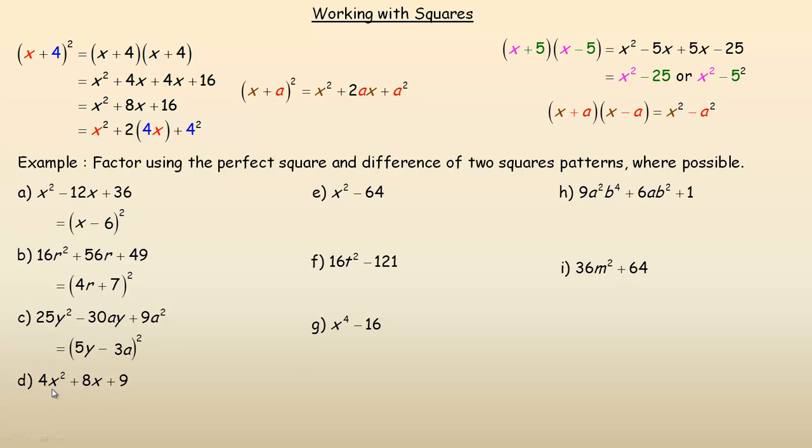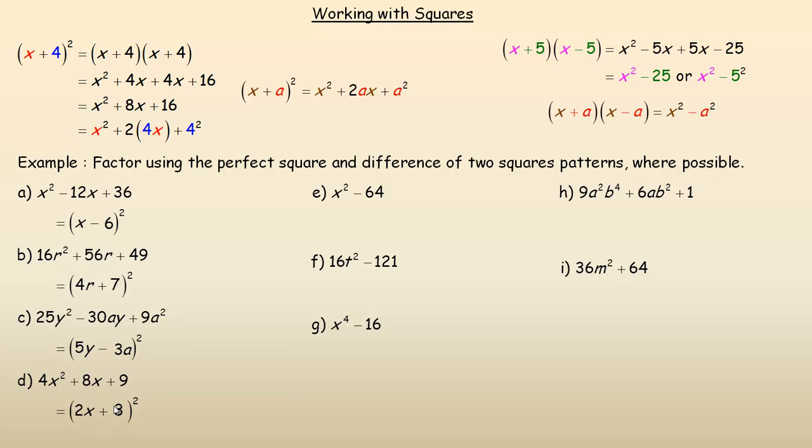Okay, next one in D here. Again, it starts with a perfect square, ends with a perfect square. So if it's a perfect square, it's 2x that you square to make 4x squared, and it's 3 that you square to make 9. So we'll put a 3 on the end here, and let's just check.